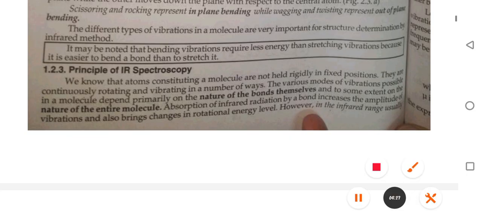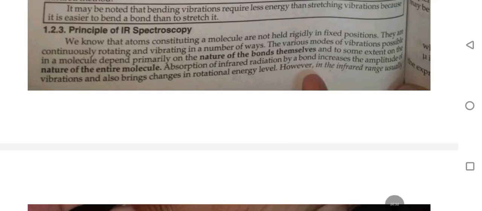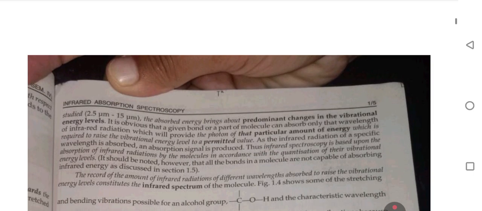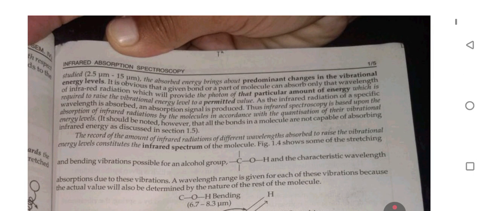Principle of IR spectroscopy: we know that atoms constituting a molecule are not held rigidly in fixed positions. They are continuously rotating and vibrating in a number of ways. The various methods of vibration possible in a molecule depend primarily on the nature of the bonds themselves and to some extent on the nature of the entire molecule. Absorption of infrared radiation by a bond increases the amplitude of vibration and also brings change in rotational energy level. However, in the infrared range usually studied, the absorbed energy brings about predominant change in the vibrational energy level.